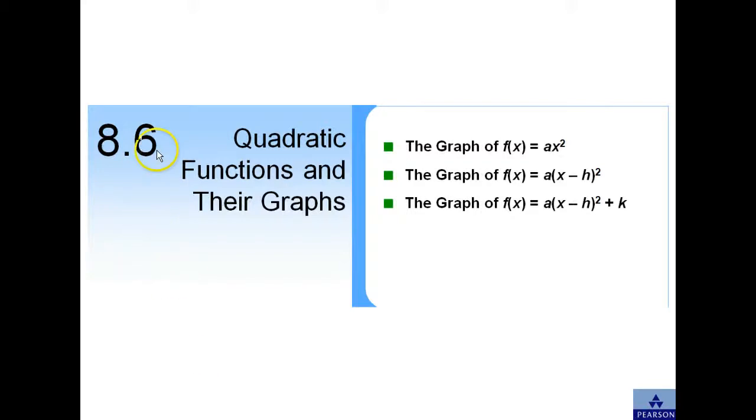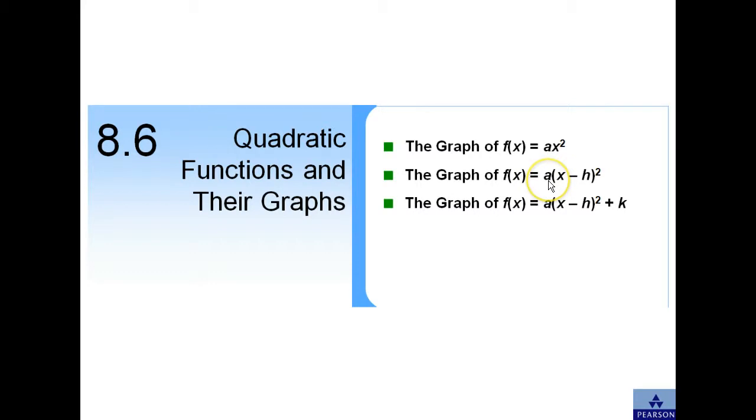In section 6, and this is an extra section, we're going to deal with quadratic functions and their graphs. And we're going to look at three basic functions. F of x equals ax squared.